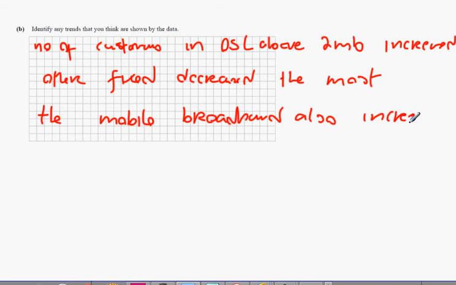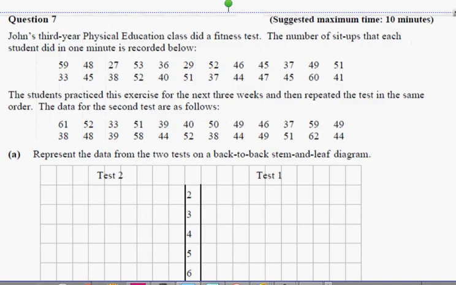Okay, so it's best to make as many points as you can, lads, okay? If something goes down, something usually goes up. It's better that you mention them in pairs, okay? Now, moving on, what's the next question we're doing? Number 8?